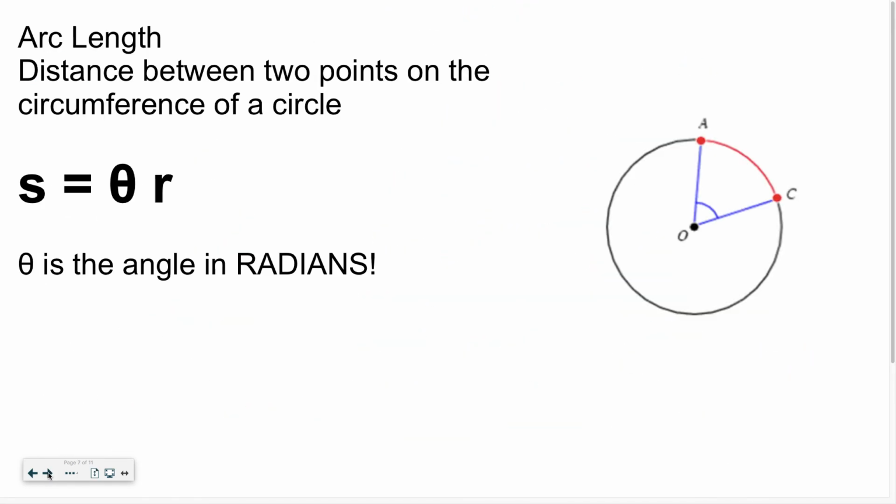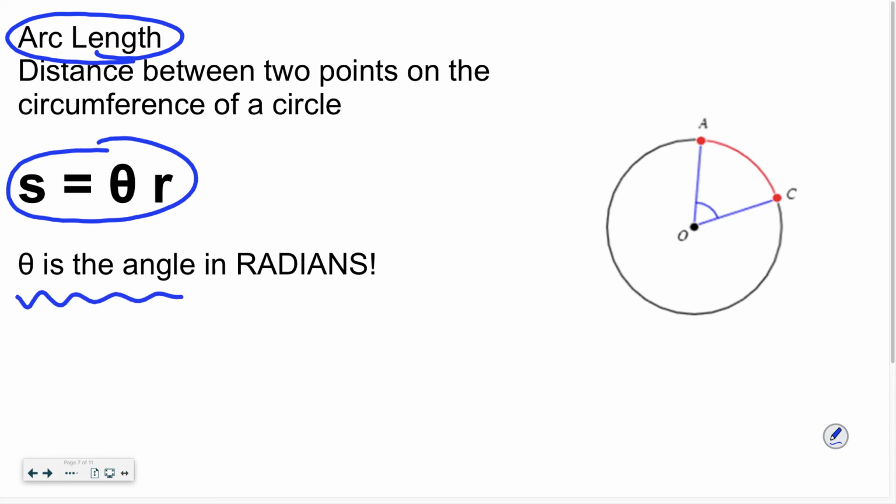So here we go. What I want you to do is write down the arc length formula. This only works if theta is in radians. Arc length S describes the length of a piece of circumference. It's basically the rearrangement of the radian formula we wrote down in the very beginning. So arc length is measuring a piece of circumference, and we find it by taking theta times r, where theta is in radians. So if you are given a degree measure, that degree measurement needs to be converted before you use this formula.